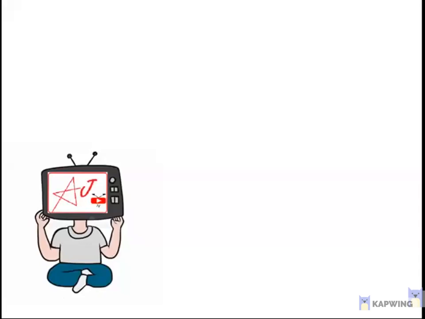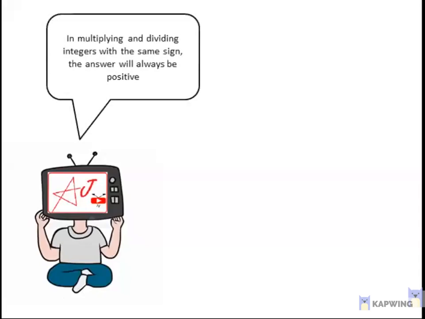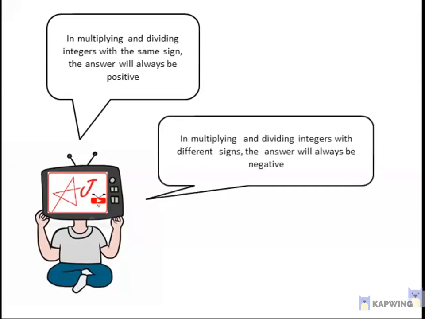To multiply and divide integers, we need to follow these two rules. Number 1. In multiplying and dividing integers with the same sign, the answer will always be positive. Doesn't matter kung both of them are positive or both of them are negative, as long as pares sila ng sign, magiging positive po ang answer niya. And number 2, in multiplying and dividing integers with different signs, the answer will always be negative. Kapag magkaiba naman ang sign, negative ang magiging answer niya.